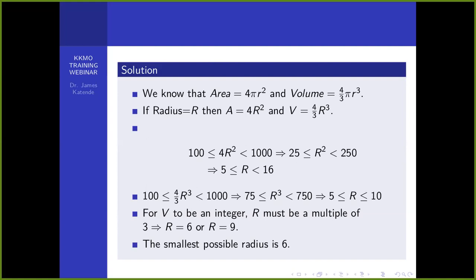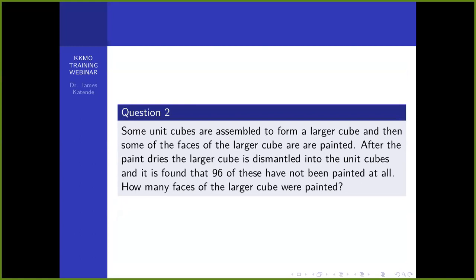Okay. So we can move on to the next question. This one says that some unit cubes are assembled to form a larger cube, and then some of the faces of the larger cube are painted. We don't know how many of the faces are painted, but some of them are painted. After the paint dries, the larger cube is dismantled again into the unit cubes, and it is found that 96 of these have not been painted at all. So the question is, how many faces of the larger cube were painted?